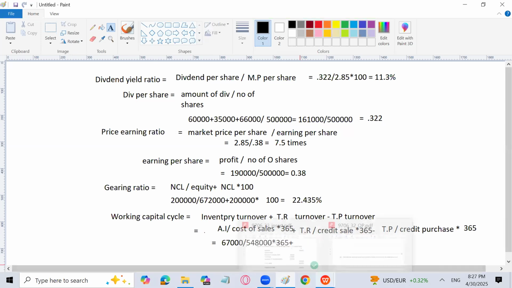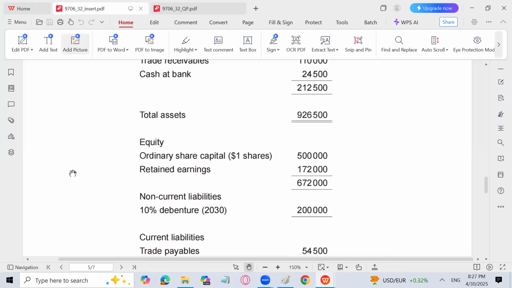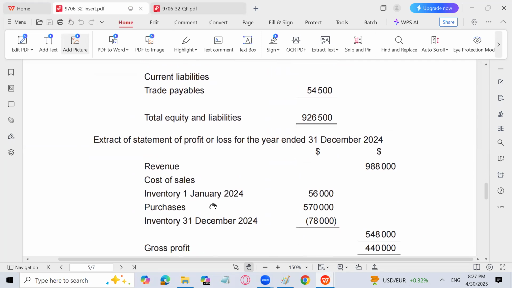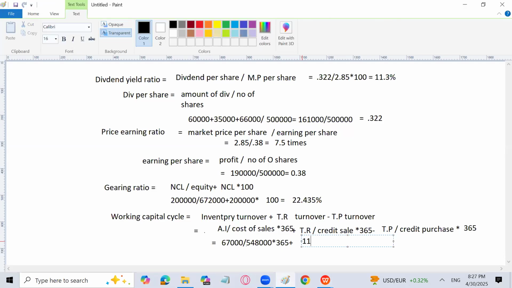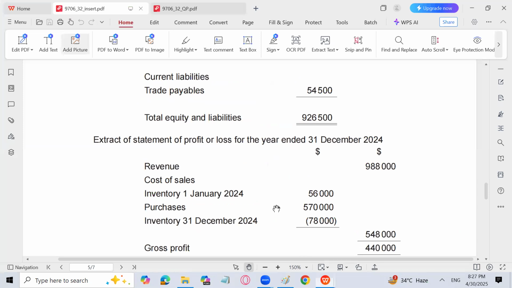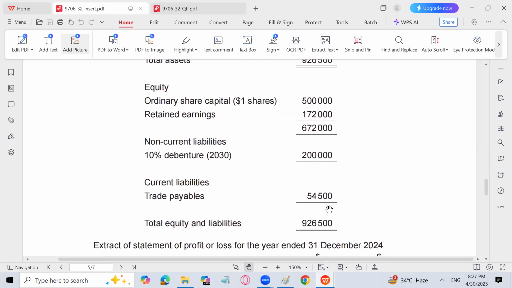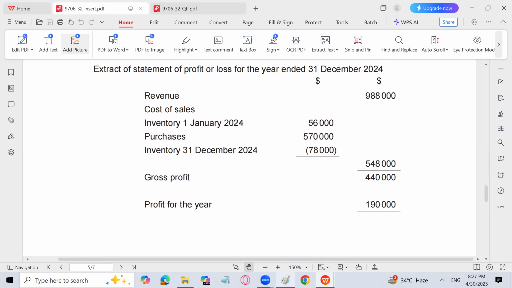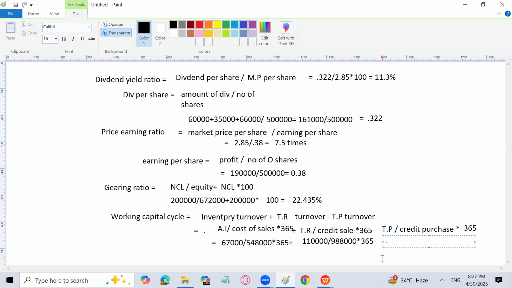Now trade receivable. Trade receivables, if given in the question, are 1,10,000 divided by credit sale. If credit sale is not given, then revenue, whatever the sales is, we will treat it as credit sales. 1,10,000 divided by 9,88,000. Let me write it down. Divided by 988,000 into 365. Okay, we will calculate this. Then minus trade payable turnover ratio. The formula is trade payable over credit purchases. Trade payables are given, that is 54,500. Credit purchases 5,70,000. So 54,500 divided by 5,70,000 into 365. Okay, now you can solve that. It's just a mere calculation. You can do that on your own.